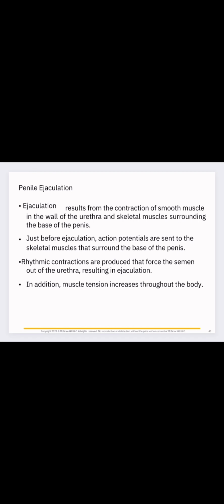Ejaculation. Ejaculation results from the contraction of smooth muscle in the wall of the urethra and skeletal muscles surrounding the base of the penis. Just before ejaculation, action potentials are sent to the skeletal muscle that surrounds the base of the penis. Rhythmic contraction forces semen out of the urethra, resulting in ejaculation. In addition, muscle tension increases throughout the body.